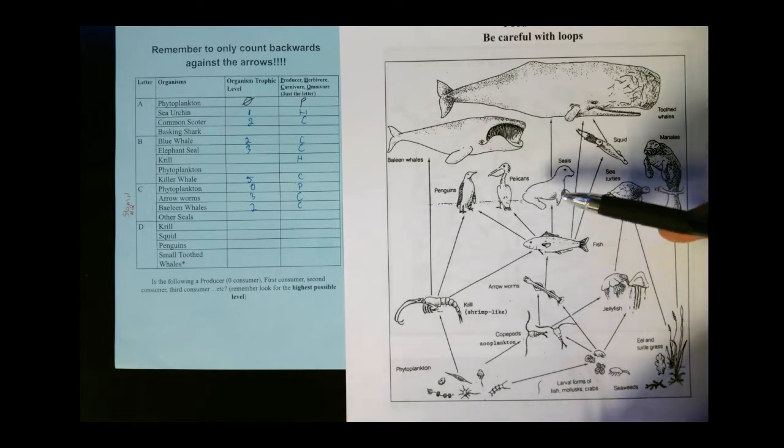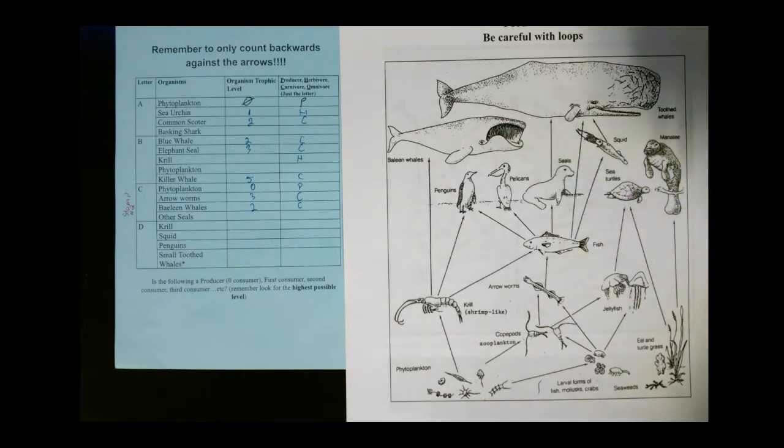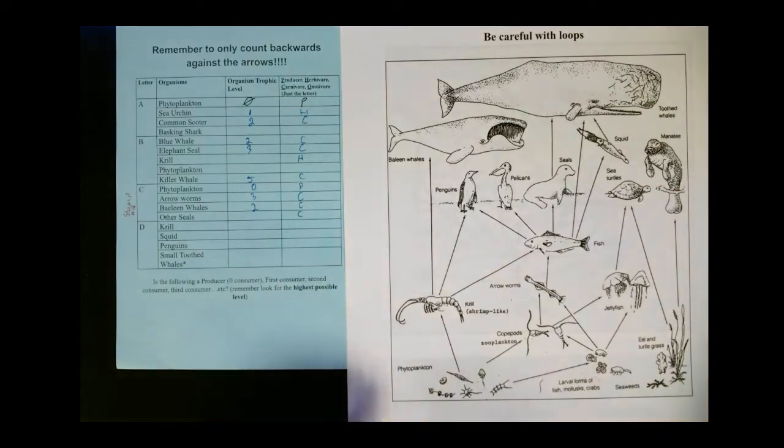And then again, since seals, this one's easy. Since it's only eating fish, then it's a carnivore. So like I said, this one is pretty straightforward. The number, though, I'm going to let you find on this one.